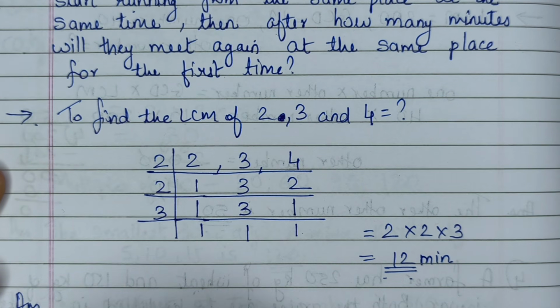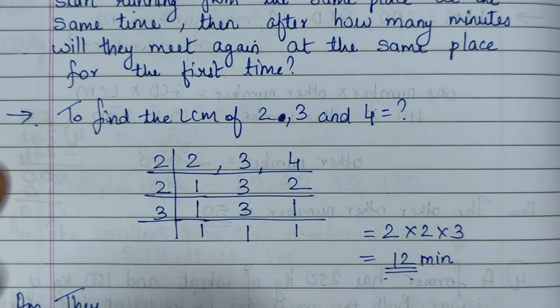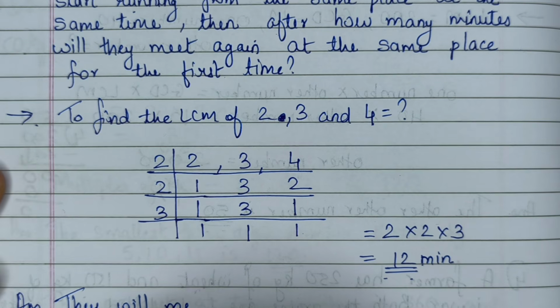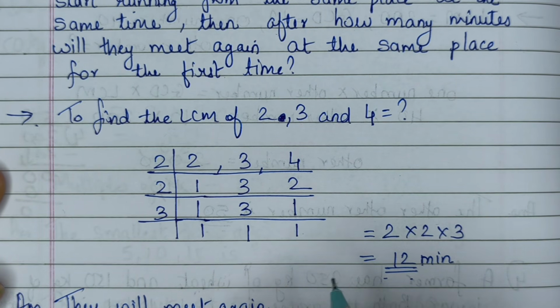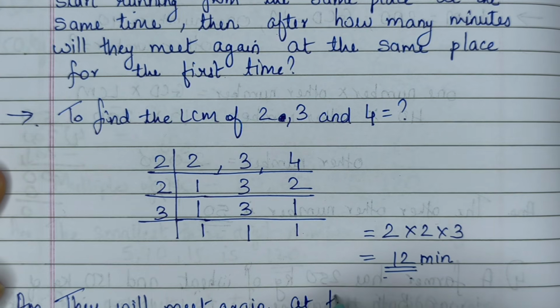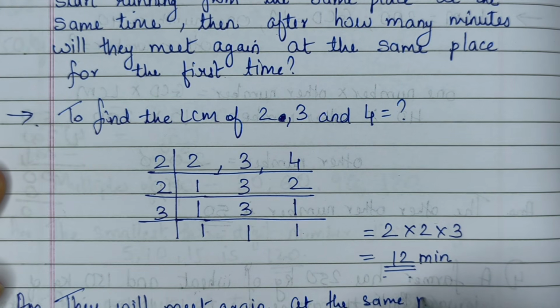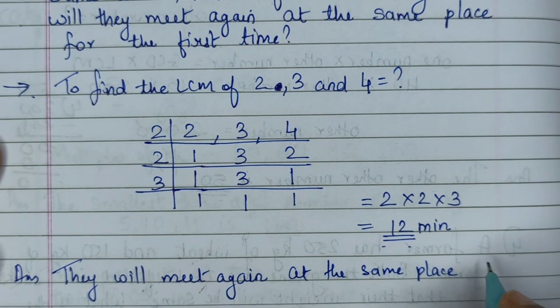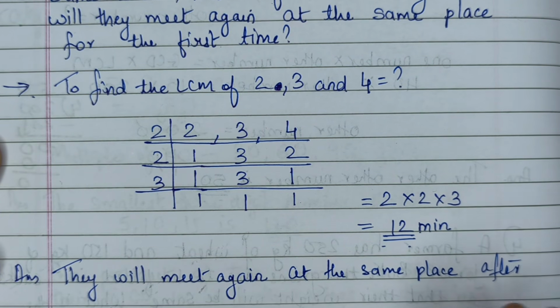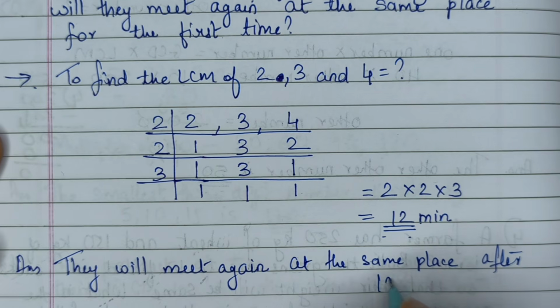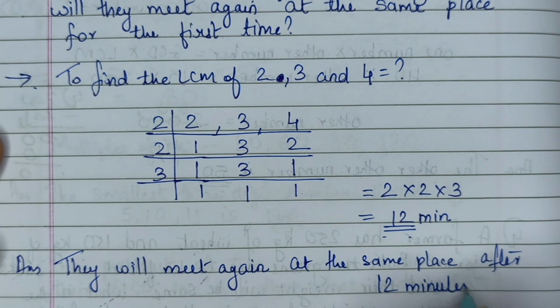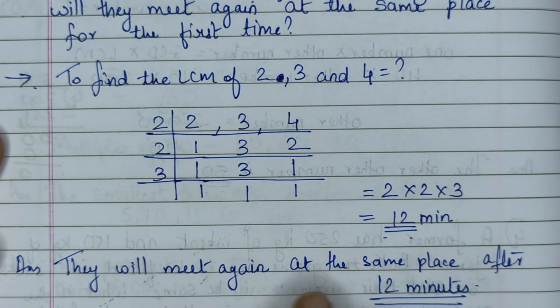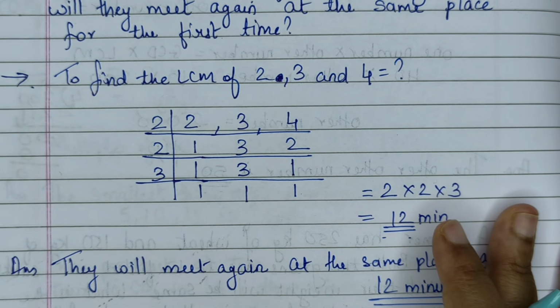So they will meet again at the same place after 12 minutes. Okay, so they will meet again at the same place after 12 minutes. Understood the fifth sum?